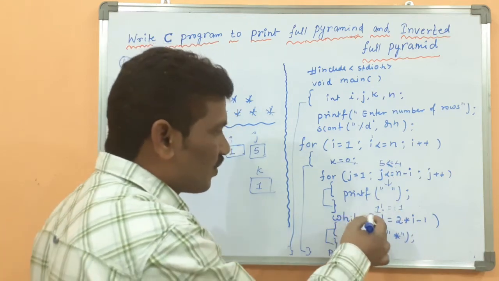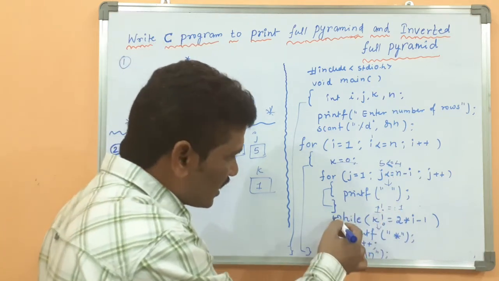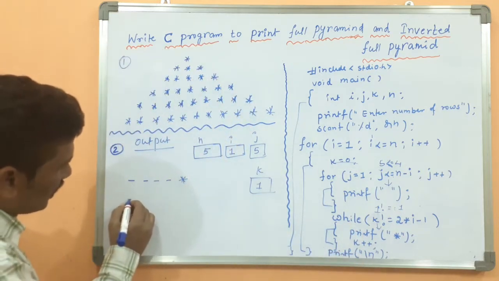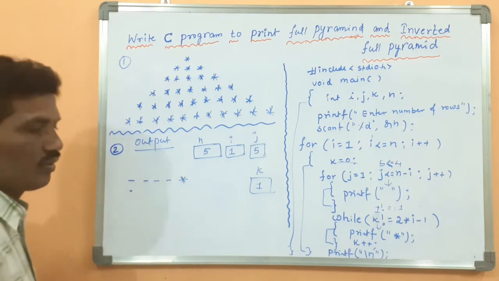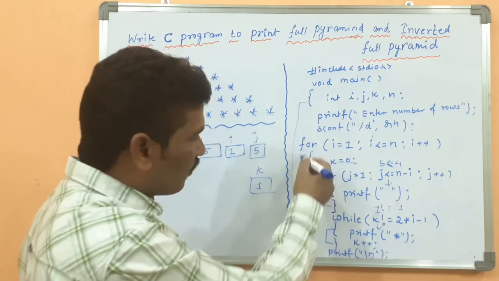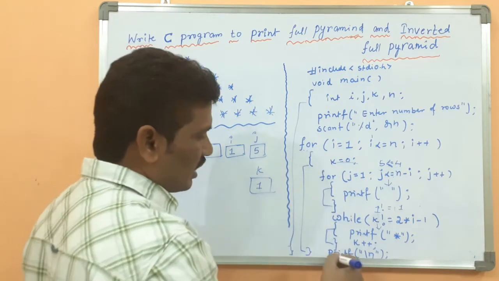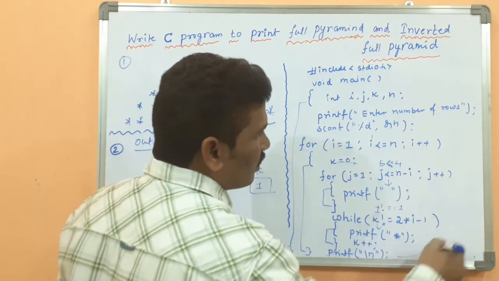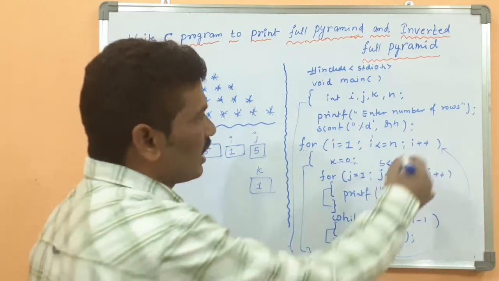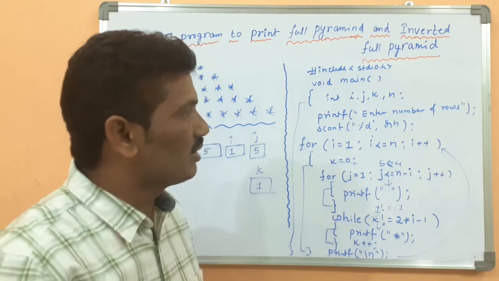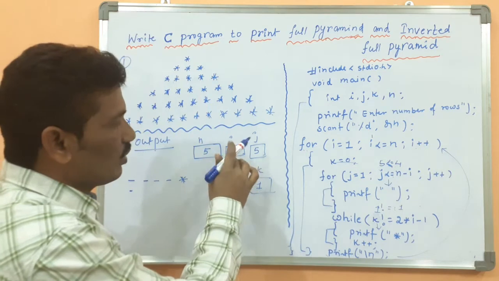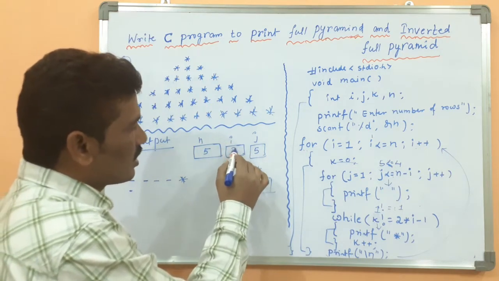When the condition returns false, control comes out of the loop. What is the statement out of the loop? printf new line. When control comes to here, after that the outer for loop will end over here. Then the control comes to expression 3 and updates the I value. The I value is incremented by 1. The previous I value was 1, and it becomes 2.